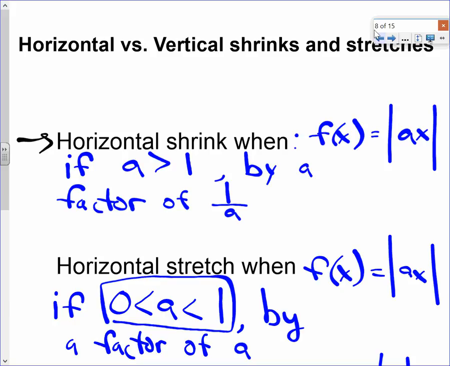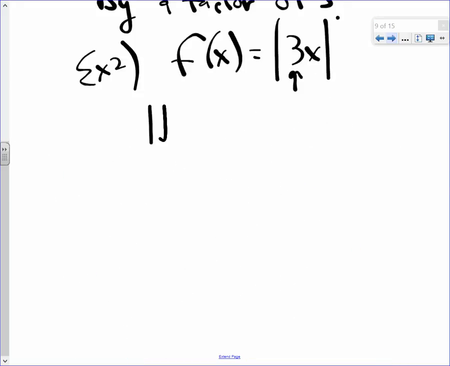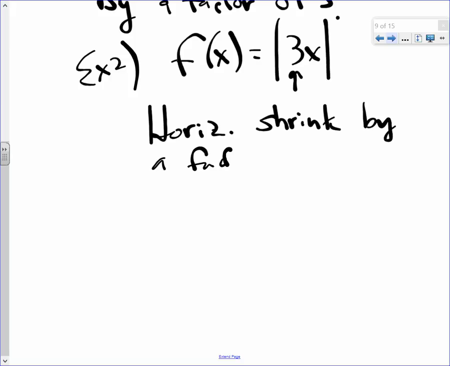Well, technically, it'll still be a fraction, but if it's just bigger than 1, we're thinking of a shrink horizontally by a factor of 1 over A. So here we go. Horizontal shrink. I'm going to abbreviate, please. Is it shrink or stretch? Shrink. By a factor of 1/3.